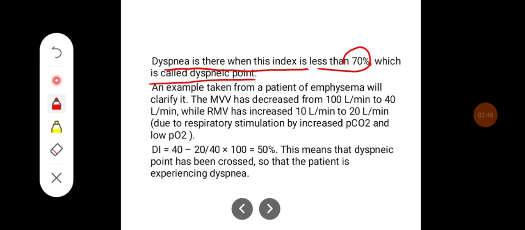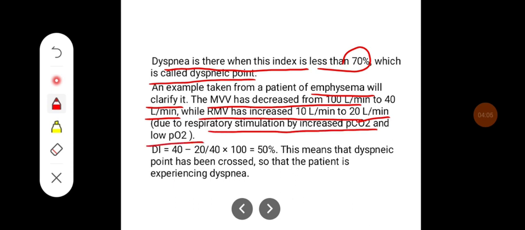An example taken from a patient of emphysema will clarify this. The MVV has reduced from 100 liters per minute to 40 liters per minute, while RMV has increased from 10 liters per minute to 20 liters per minute due to the respiratory stimulation by increased PCO2 and low PO2. Hence, dyspneic index will be around 50%. This means that the dyspneic point has been crossed, so that the patient is experiencing dyspnea.